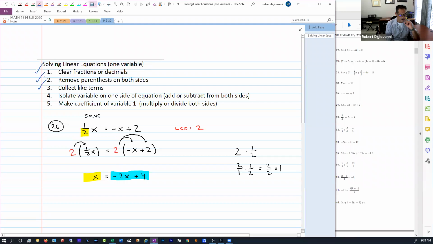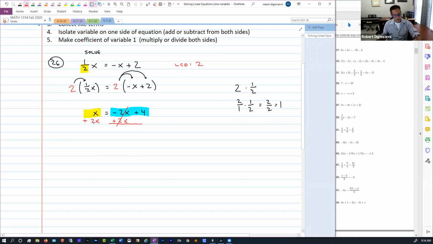Okay. So now we want to isolate the variable on one side of the equation. So we need to add or subtract something on both sides of the equation to do this. I'm going to try and get all my x's on the left-hand side. So I'm going to add 2x to the left and to the right. And so what happens is it goes away on the right. And notice I'm adding it because we had a negative 2x there. So I have to add 2x to get it to go away. And then whatever I do on one side, I do on the other. So I wind up getting 3x on the left side. On the right side, all I'm left with is 4.